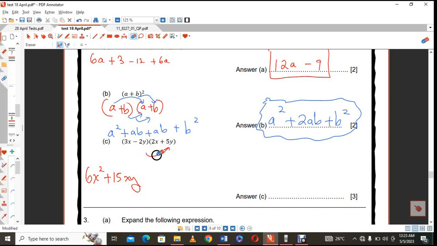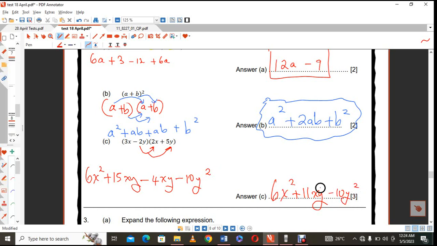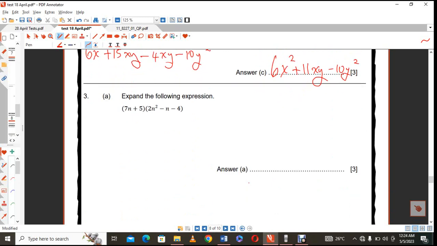Once we are done with that, we're going to take the second term, that is the minus 2a. We're going to multiply it again. So minus 2 times that is minus 4, and I'm writing it alphabetically, xy. And a negative times a positive is negative 10y squared. End of the day, I have got 6x squared, then 15 minus 4 is 11xy, minus 10y squared. Just be very careful whenever you are dealing with this type of expansion.